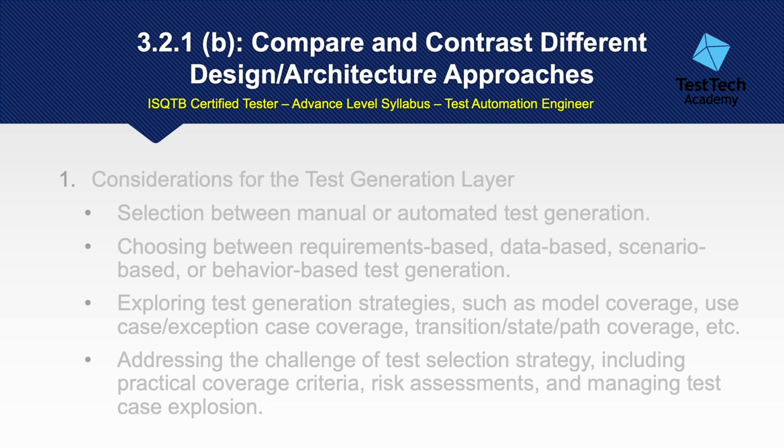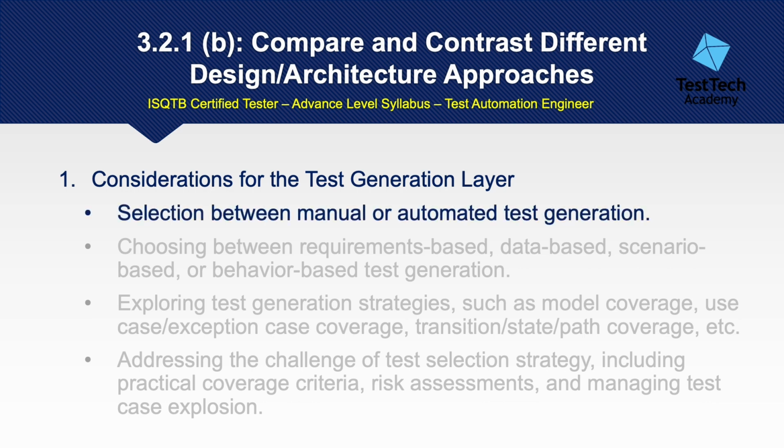When designing the test generation layer of the test automation architecture, there are several considerations which come into play. Firstly, test automation engineers must decide whether to opt for manual or automated test generation. While manual test generation offers control and precision, automated test generation can significantly increase efficiency and coverage.